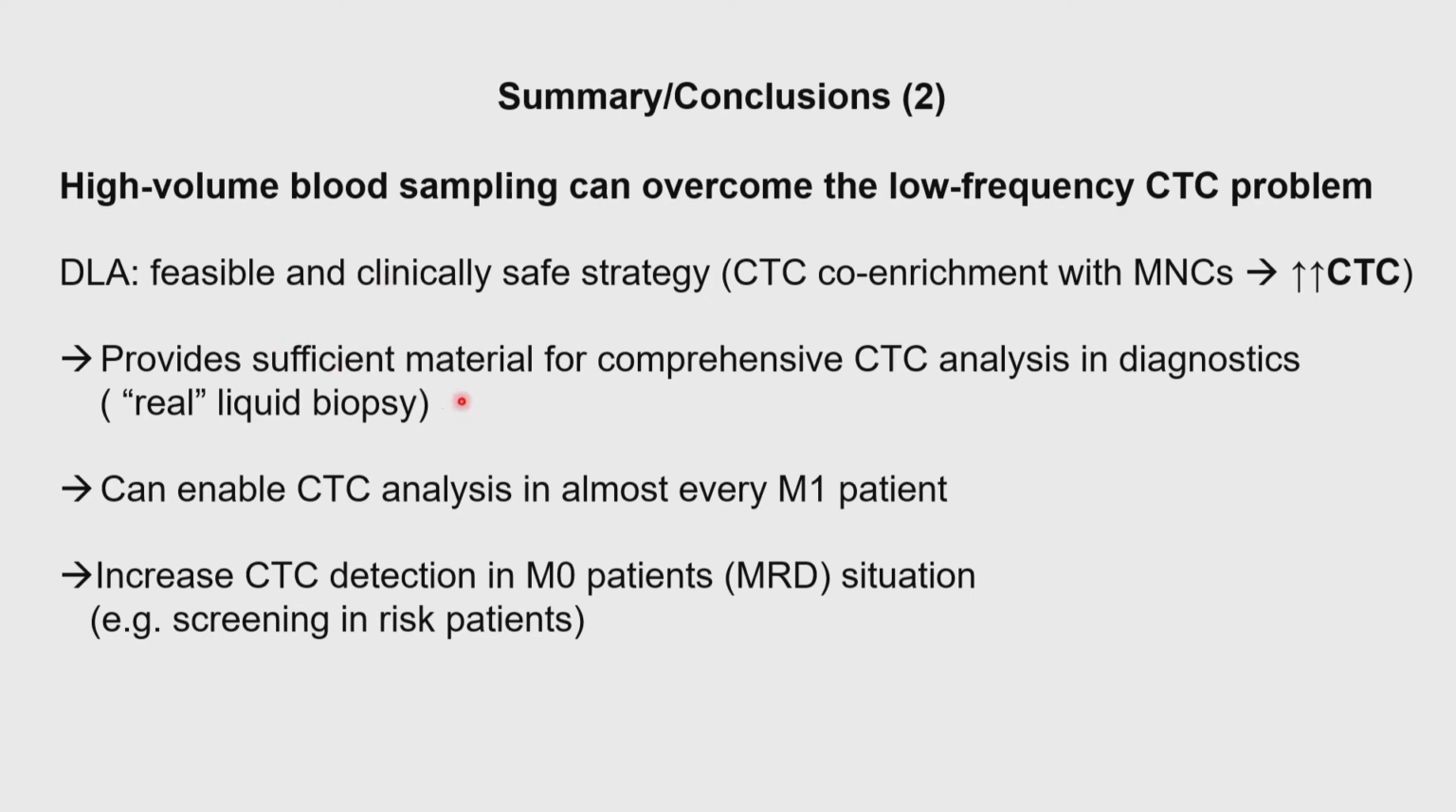So to come to a conclusion, I think that high volume blood sampling is really the way to go because it can overcome the low frequency problem in CTCs. Of course, in patients with enough CTCs, you don't need to do this, but this can close this diagnostic gap that we have right now. And for the time being, diagnostic leukapheresis seems to me a feasible method. It's clinically safe, that has been shown, and the co-enrichment together with mononuclear cells that are targeted by this approach delivers enough CTCs for diagnostic tests.